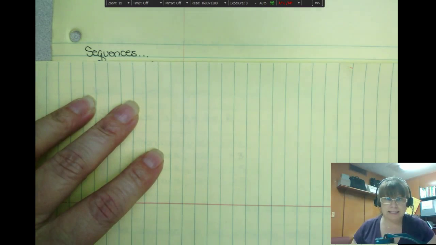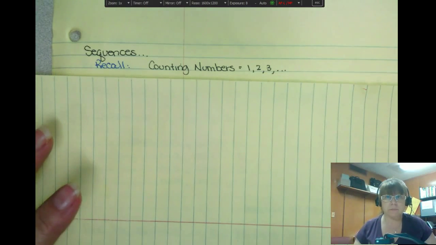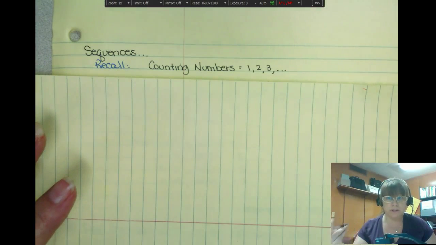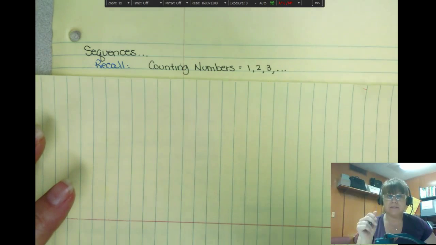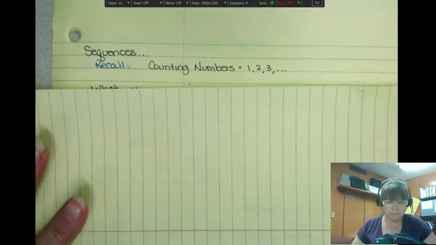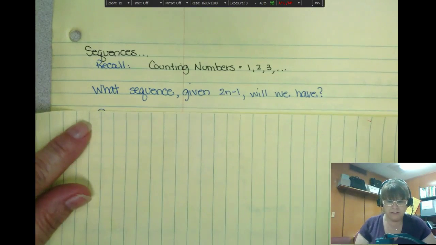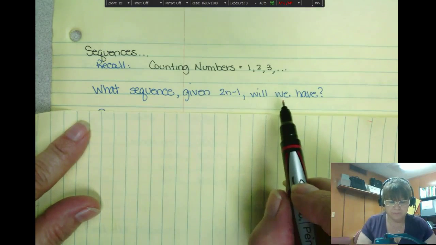Now you wouldn't think that sequences go along with evaluating equations, but it really does. If you recall, our counting numbers are 1, 2, 3, and so on and so forth. By giving you each subsequent number of 1, 2, 3, you can figure out what a sequence is given an equation. For example, if given 2n minus 1, what will we have?